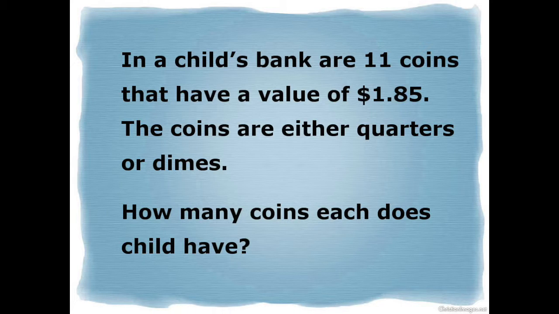In a child's bank are 11 coins that have a value of $1.85. The coins are either quarters or dimes. How many of each type of coin does the child have?